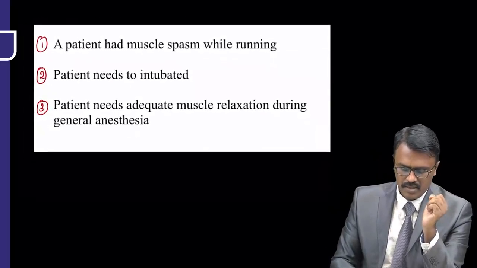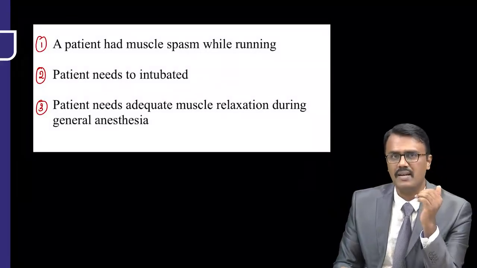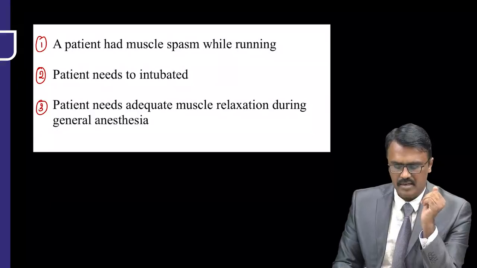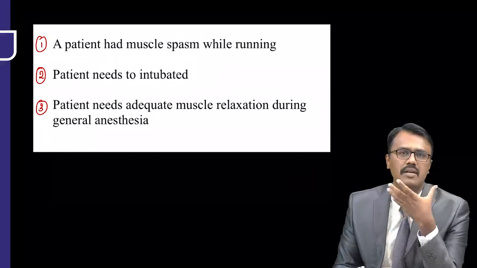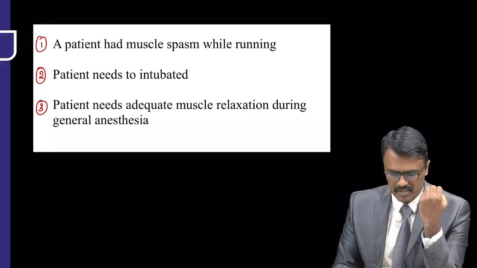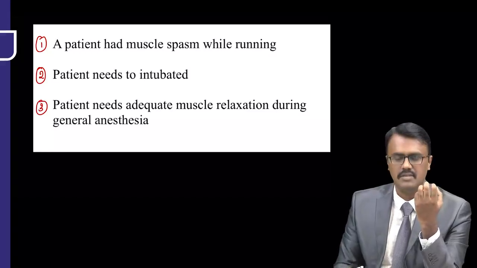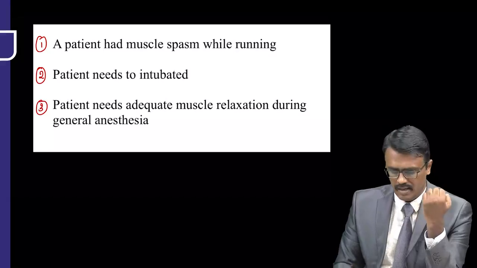To understand this topic, I have taken three patients. A patient had muscle spasm while running. The second patient needs to be intubated. When you are intubating, the muscles around the neck should be relaxed so intubation is easier. Patients need adequate muscle relaxation during anesthesia, as I told you. Now, how do we do that? For that, we need to understand a bit of physiology.